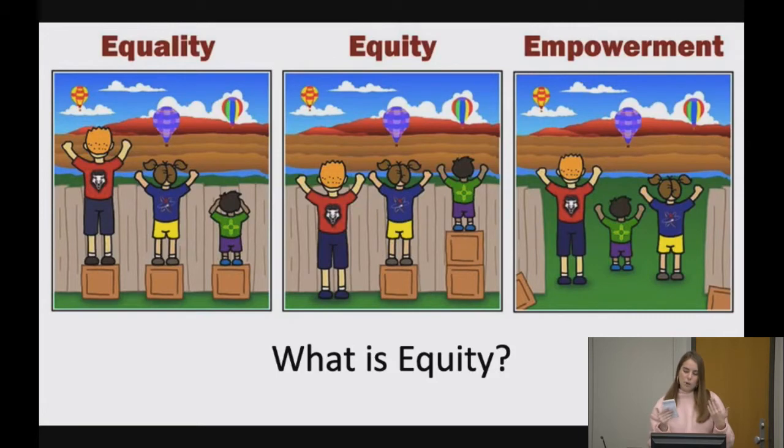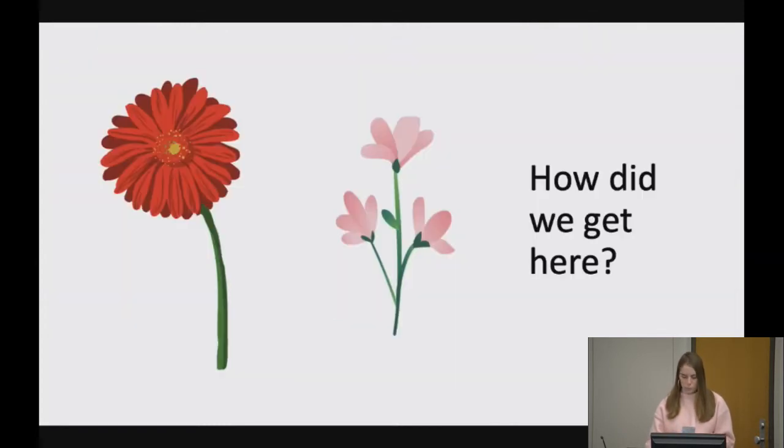But equity takes into account those differences, in this scenario the height differences, and sees the need for the shorter child to have 2 boxes to see over the fence and realizes that the taller child doesn't actually need any resources to help him see over the fence. And then, if these are done right, empowerment is the third step in this process of breaking down that barrier and allowing everybody to run free in the field and have the exact same experience. So how did we get here, and why is design equity necessary today?